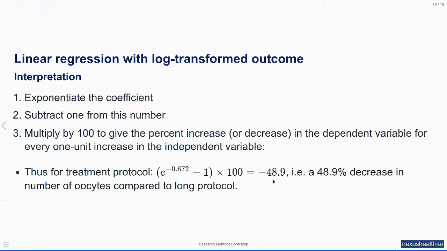What does that mean? The negative tells us it is a decrease, so it means that there's a 48.9% decrease in the number of oocytes compared to the other protocol, which is the long protocol. This is how you interpret a log transformed outcome when you've done a linear regression for it. This is a worked example, and helps to illustrate how we do data transformations.